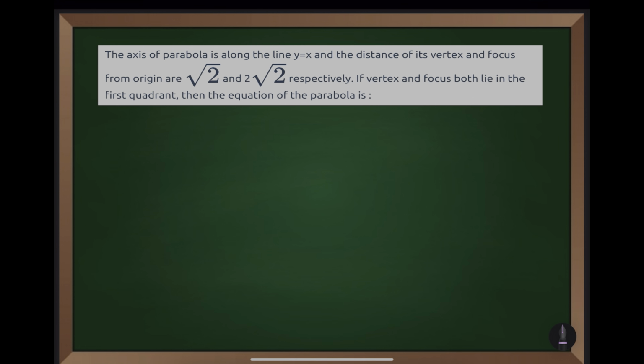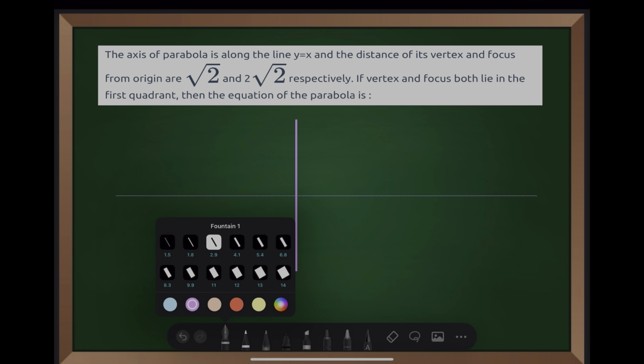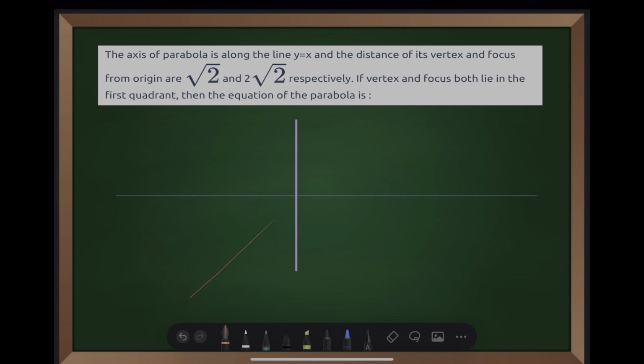We got this question. The axis of the parabola is along the line y equals x. Now look at this, your axis of parabola is along y equals x. Let's try to draw a diagram, okay? It will be more convenient. So suppose this is x, y equals x. So this is the axis of the parabola. So your parabola will look like this or look like this, okay?